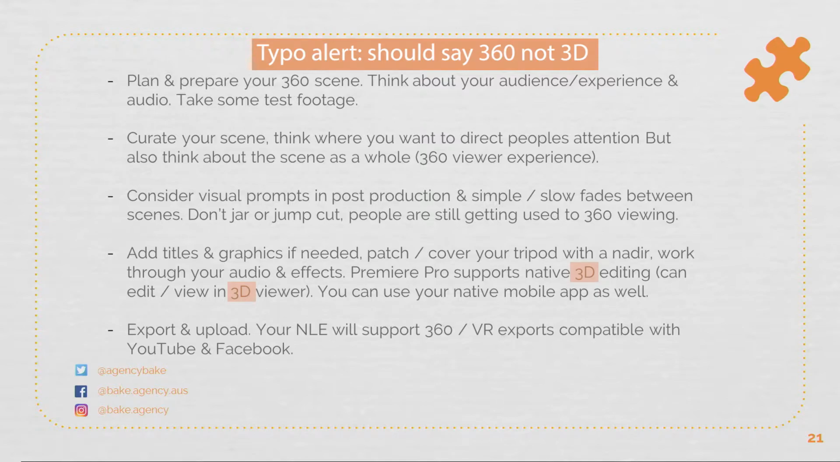Now, the first big step is to plan and prepare your 360 scene. So think about your audience, your experience. Audio is going to be very important, and make sure you test it. So is it a walkthrough of a museum? And in which case, what are the key artworks you want to show in that museum? What's the exposure look like? Is one side of the museum darker than the other side of the museum? So just think these through.